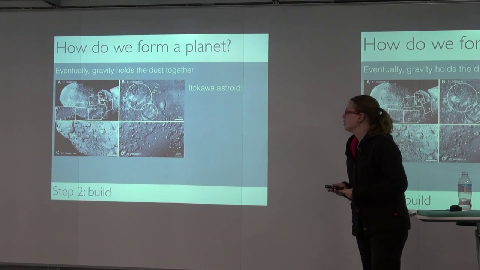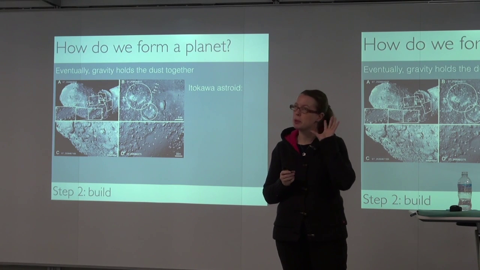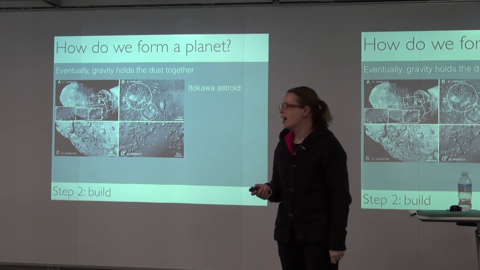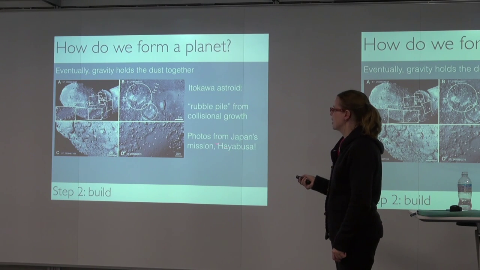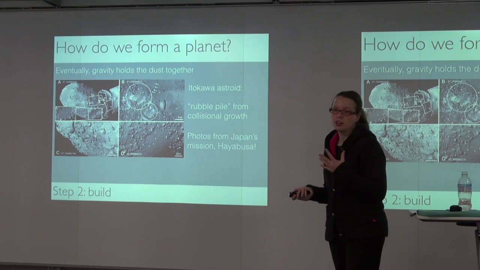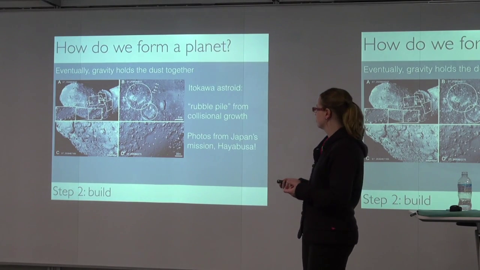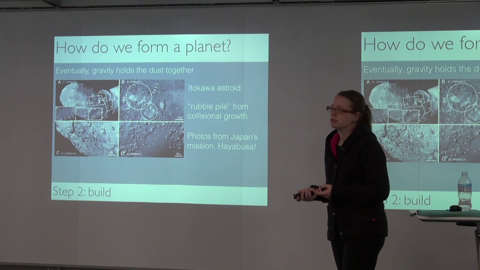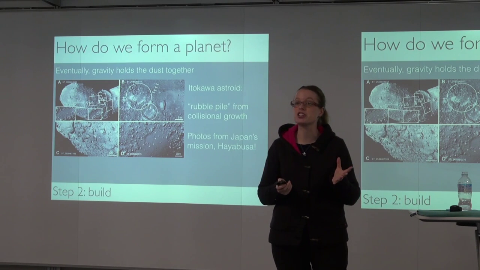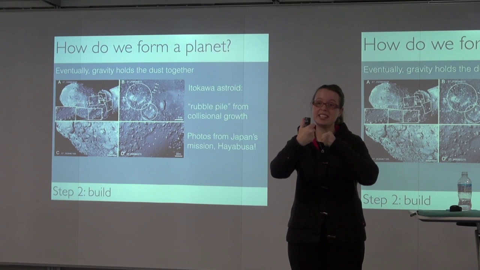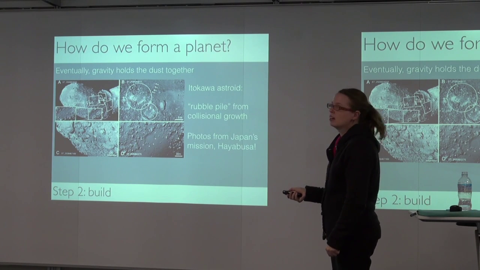So eventually gravity will start making sure this stuff all stays together. And we have proof of this. This is the Itokawa asteroid. Most of the asteroids live in between Mars and Jupiter in the asteroid belt. And Hayabusa 1, which is one of Japan's missions, went out and landed actually on this asteroid. It took a lot of photos and it did a sample retrieval mission where it gathered dust and brought it back to Earth. And what it saw was a rubble pile, lots of small pieces stuck together. And this tells you that this idea for planet formation is correct. We start off with something small and we're sticking. And when we see asteroids that are obviously made up of lots of small pieces, we know we've got that bit right.